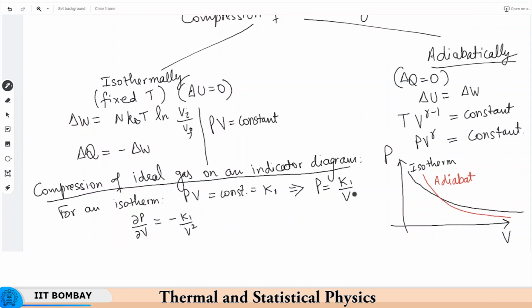I am just taking the derivative of this with respect to V, and if I substitute K1 from here back into this equation, this is minus PV divided by V squared, and this is minus P divided by V. And this is the result for an isotherm.